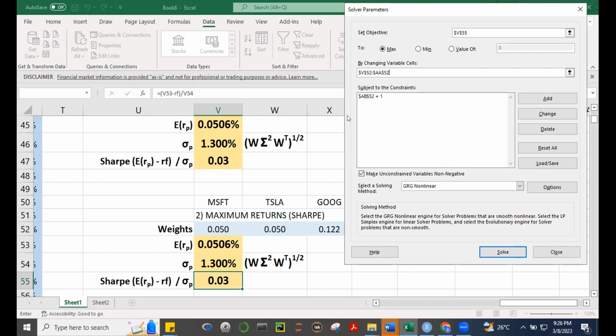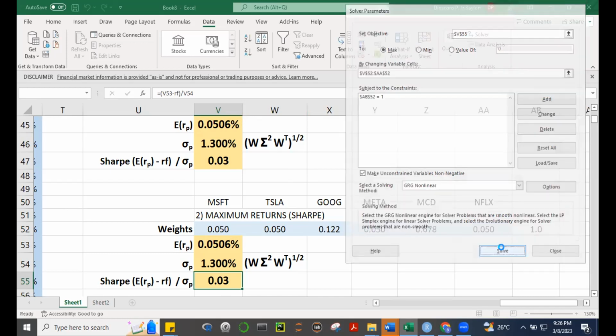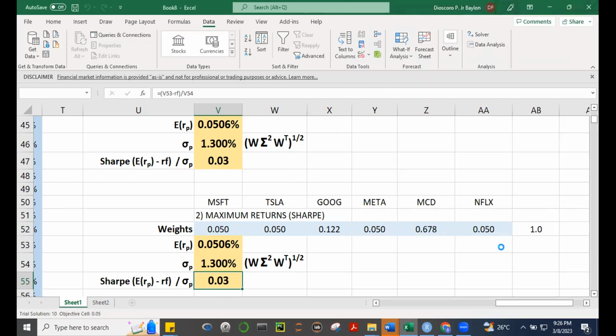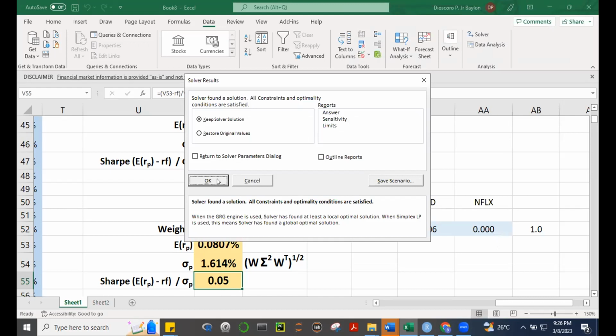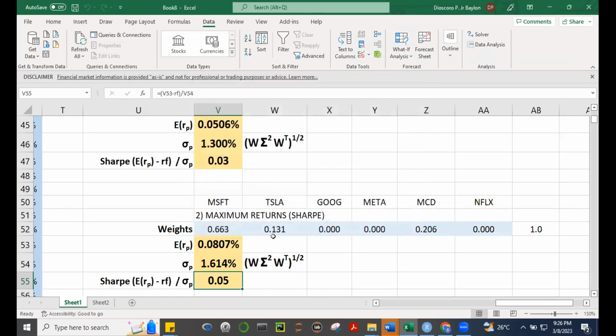Okay, the weights should also equal 1. Solve. All right, Solver found the solution. So we have this, no? 66% to Microsoft, 13% to Tesla, 20% to McDonald's.